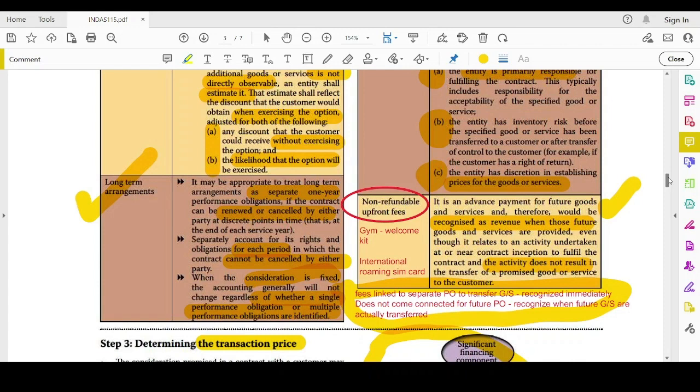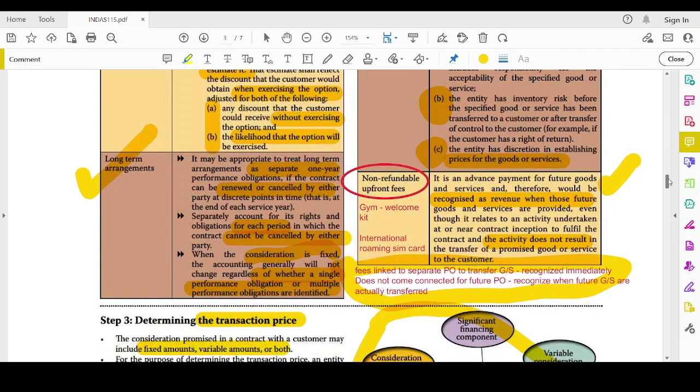If the fees are linked to a separate performance obligation to transfer goods or services, then recognize it immediately, which means for the gym welcome fees, I have to receive the welcome kit, which means that the goods or services have to be transferred immediately.